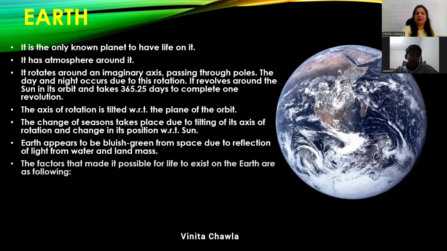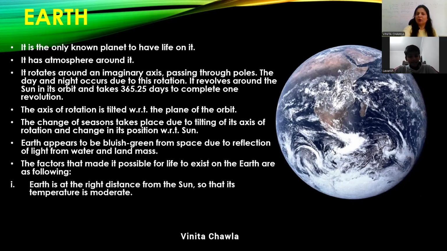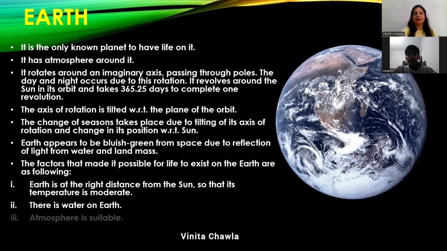And the factors that made it possible for life to exist on Earth are as follows. Number one, Earth is at the right distance from the sun so that its temperature is moderate. Not very hot, not very cold. It has a moderate temperature, so life can exist. There is water on Earth; 70% of the Earth is covered with water. And the atmosphere of the Earth is suitable for life to exist.